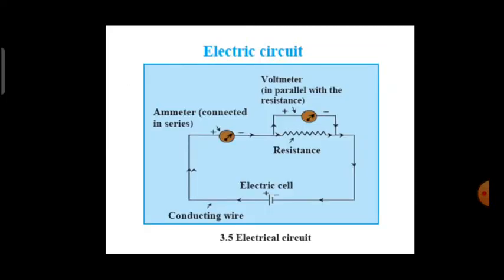Electric circuit. An electric circuit is a continuous path of an electric current through the conducting wires connected to the two ends of a cell and other resistances. Here it is depicted in the figure, and the figure shows how different components are to be connected in the circuit by using special symbols for each of the components. Such a figure is called an electric circuit diagram.